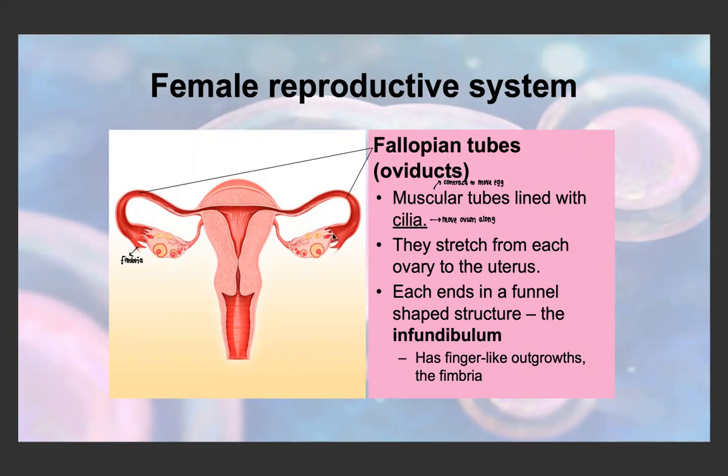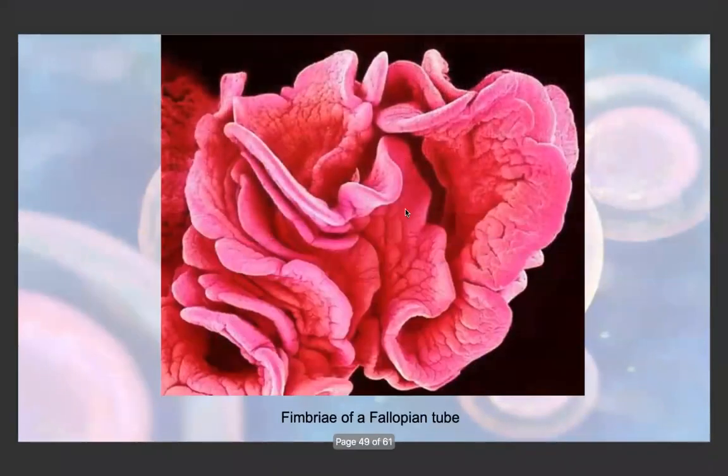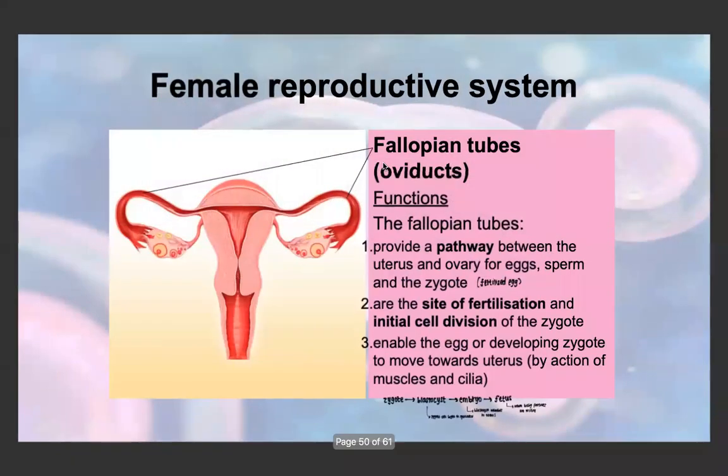The fallopian tubes stretch from the ovary to the uterus, and they end in a funnel-like structure called the infundibulum, which has finger-like outgrowths called fimbria. This is a zoomed-in picture. So this whole thing is the infundibulum, and these little structures are fimbria.